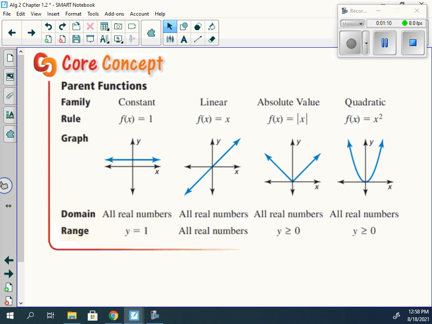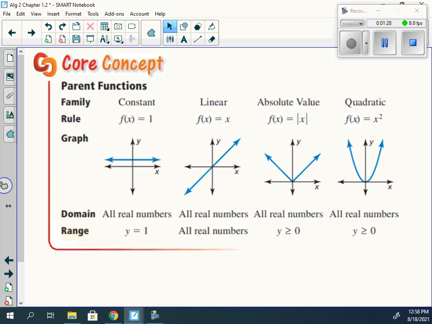We also have something called radical functions. So square roots, cube roots, they would fall under radicals. And we also have rational functions, so ratios, where the variable is in the bottom of the fraction. We'd also have parent functions for those. But these here are the main 3 or 4 that we're going to look at.